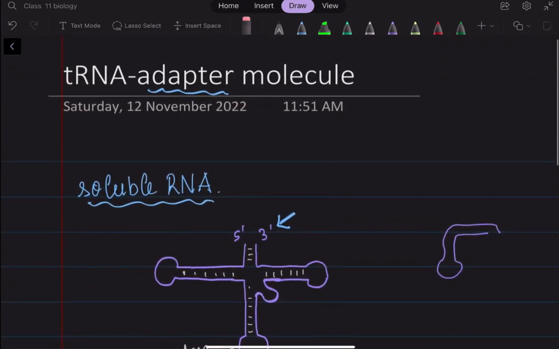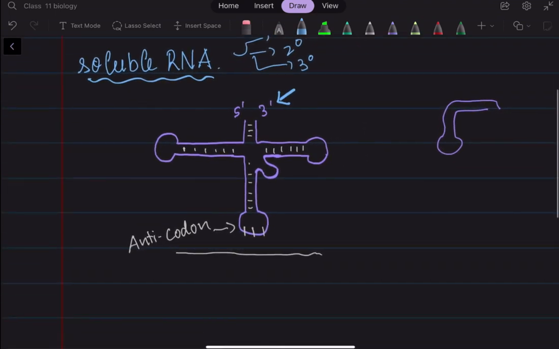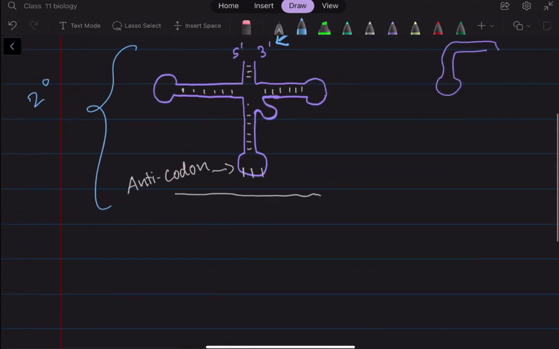RNA, like proteins, has three structures. It has primary structure, secondary structure, and tertiary structure. The primary structure is just a sequence of nucleotides, whereas the secondary structure, which you can see here, is called the clover leaf structure of tRNA.